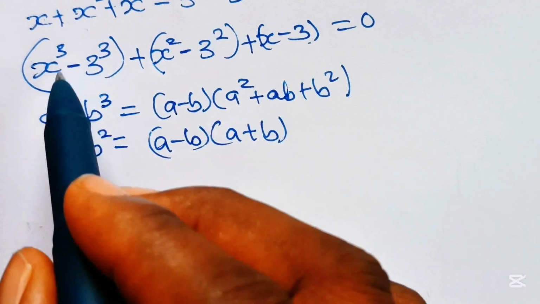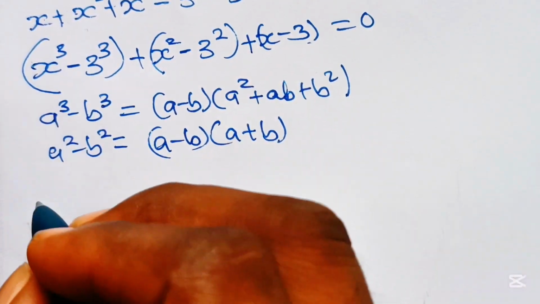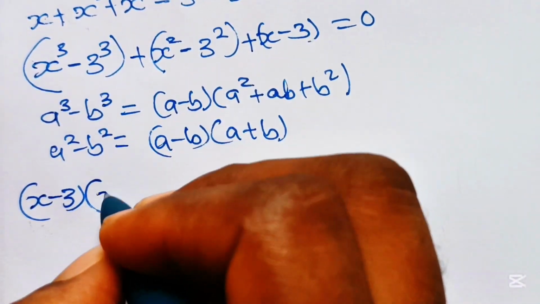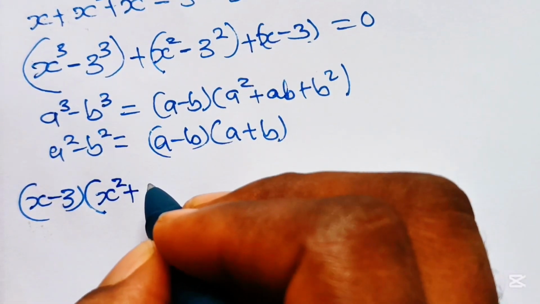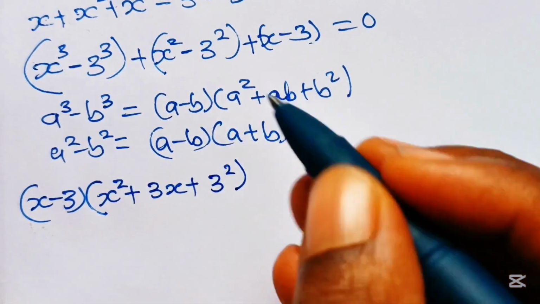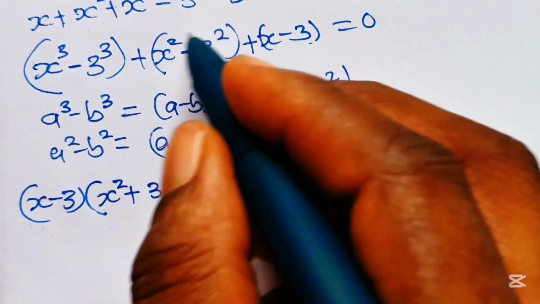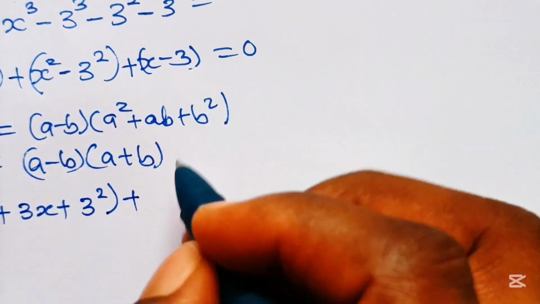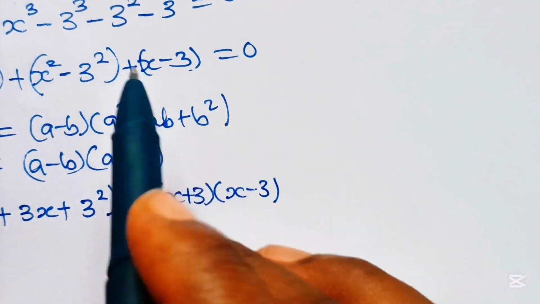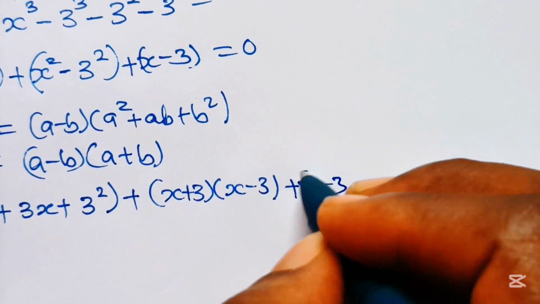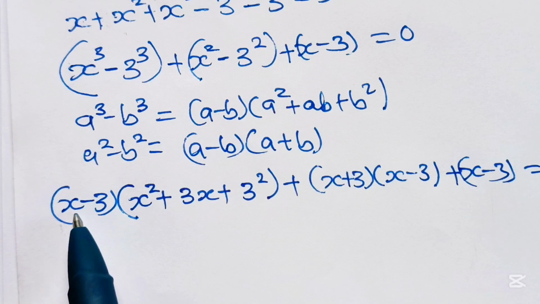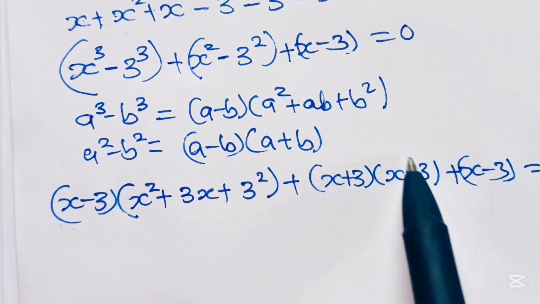Now we are going to have, for this, a minus b, that is x minus 3 first, x minus 3 multiplied by a squared, that is x squared, plus ab, that is plus 3 times x, plus b squared, that is plus 3 squared. Okay, that is it for this. Plus, then for this it is going to be x plus 3 multiplied by x minus 3. Then we have plus x minus 3 on its own is equal to 0. Okay, all right. Now look at this. We have x minus 3 in this term, and we have x minus 3 in this term.